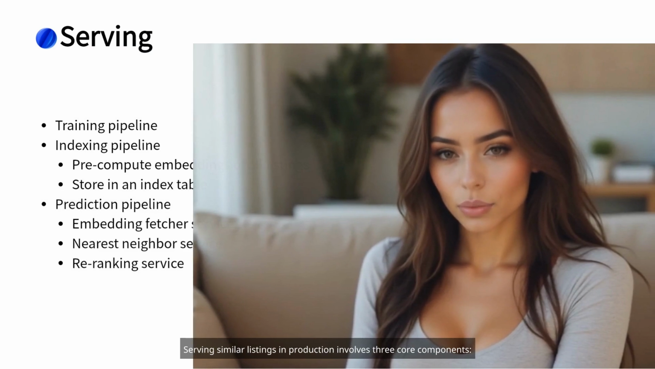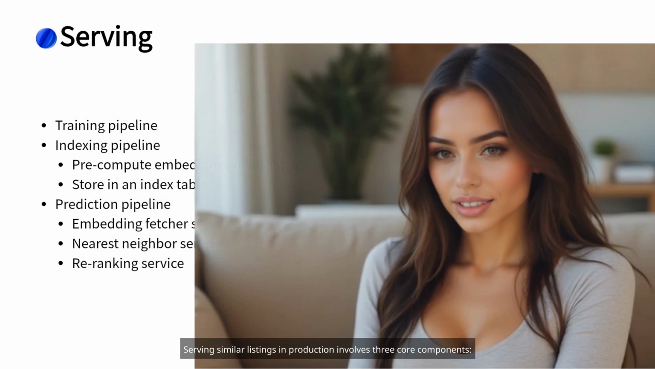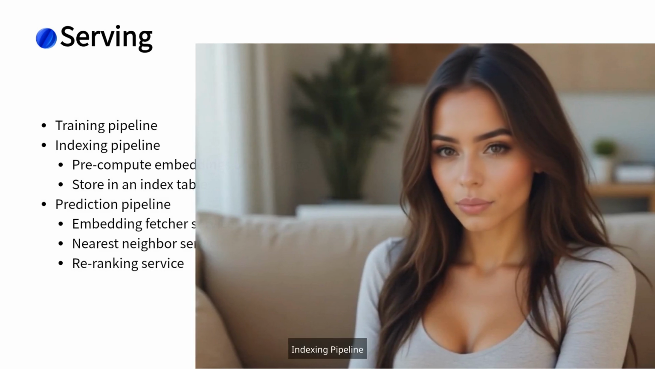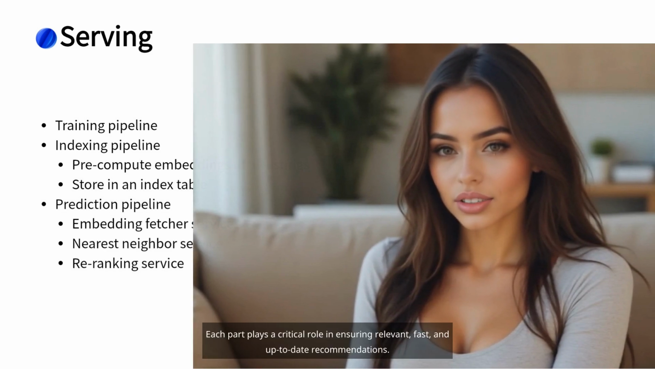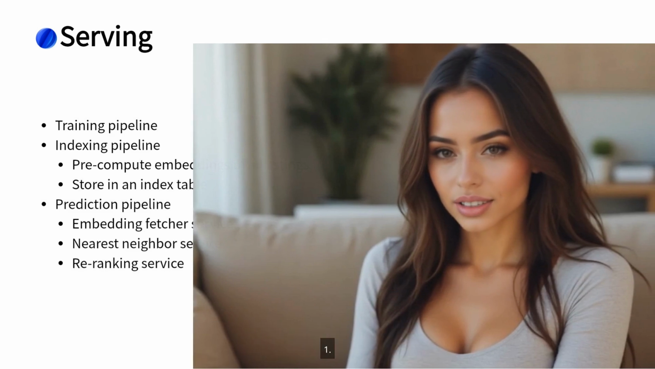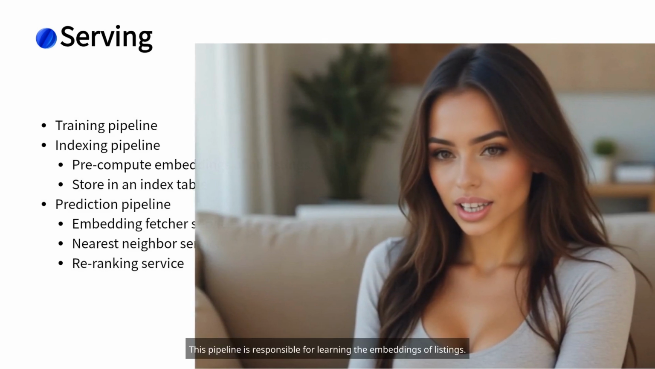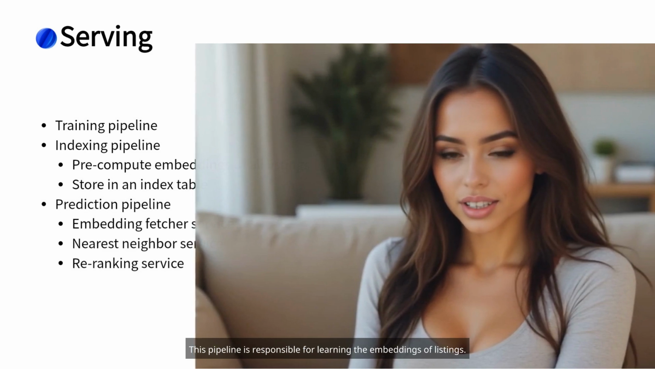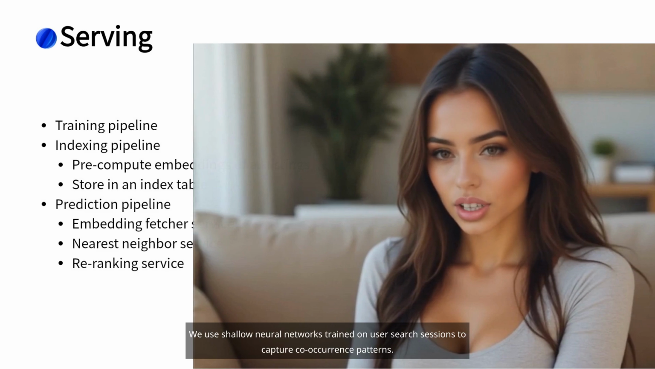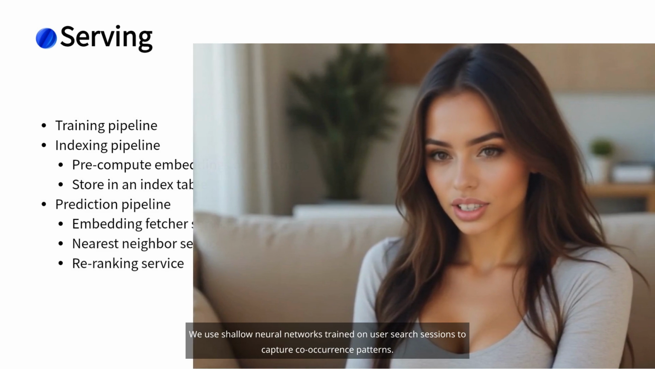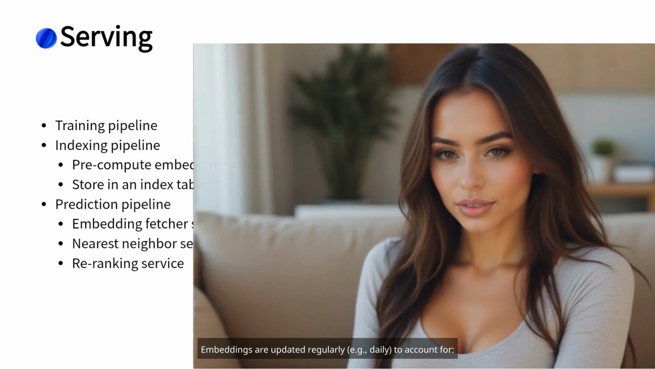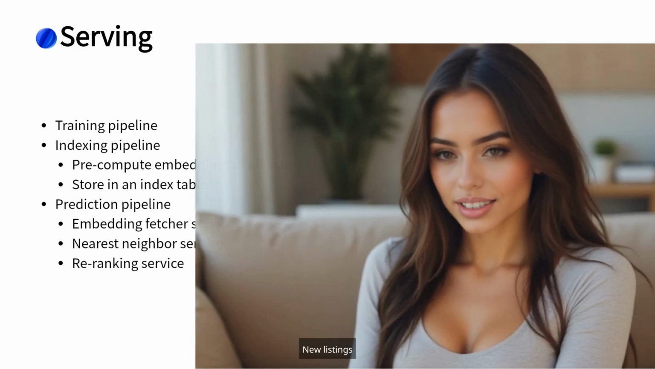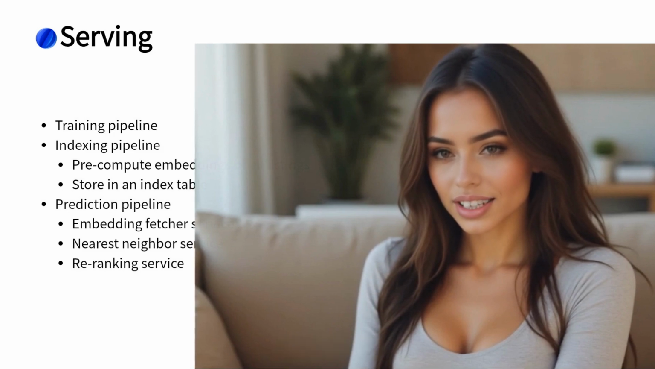Serving similar listings in production involves three core components: training pipeline, indexing pipeline, and prediction pipeline. Each part plays a critical role in ensuring relevant, fast, and up-to-date recommendations. 1. Training pipeline. This pipeline is responsible for learning the embeddings of listings. We use shallow neural networks trained on user search sessions to capture co-occurrence patterns. Embeddings are updated regularly, e.g., daily, to account for new listings, shifts in user interests, and seasonal trends.